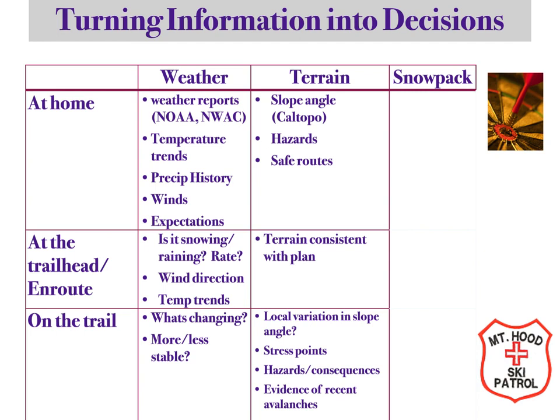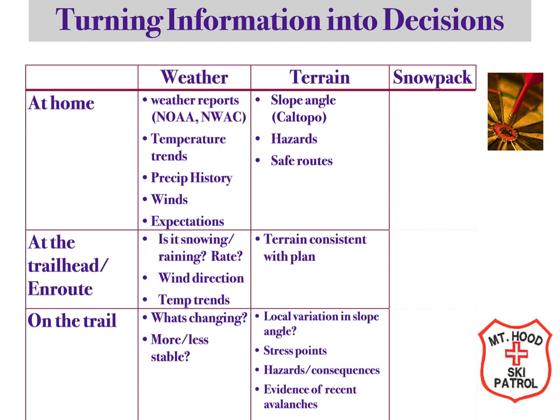Once at the trailhead, we should be calibrating what we see in front of us with what we expected to find based on our pre-trip planning. We should also start looking for any obvious signs of instability. Are there signs of recent avalanche activity? Can we see wind loading on lee sides of ridges?